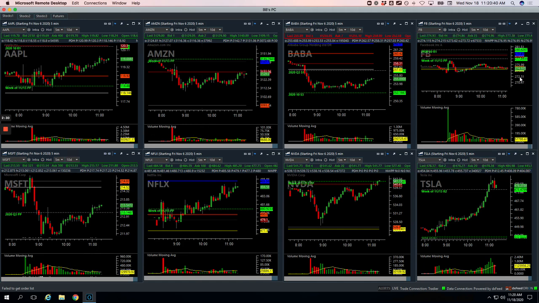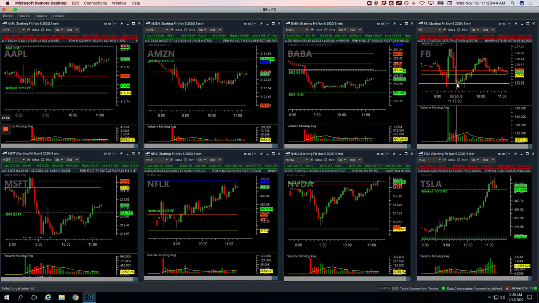In Facebook, we had this flush down, had this little volume spike, got long right here, and it just started to kind of grind up. So we took a small profit there and got out with basically a scratch trade.